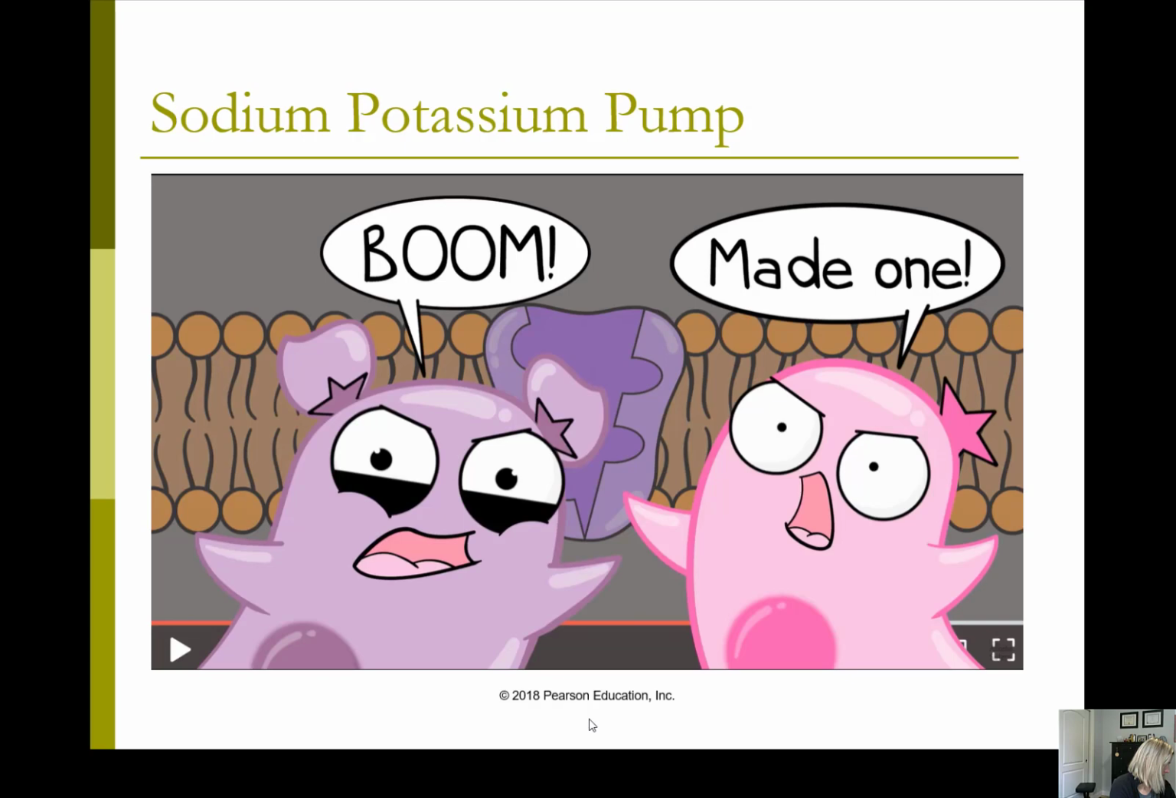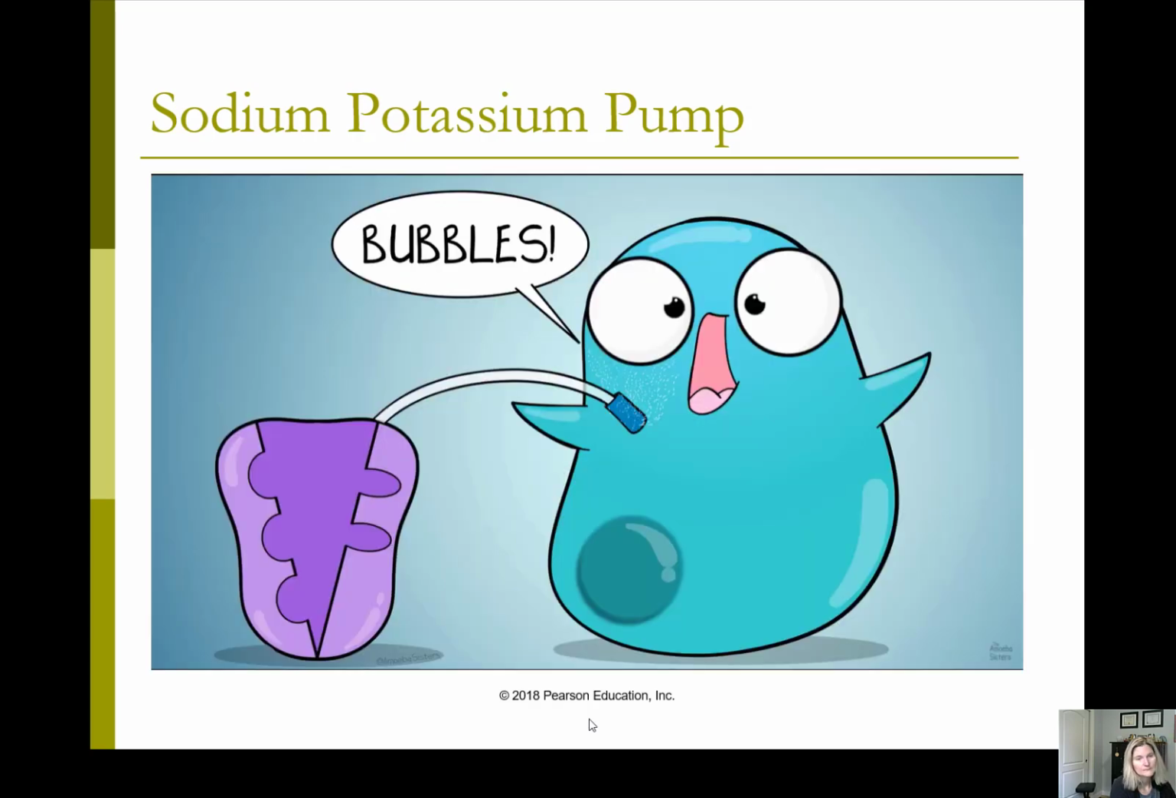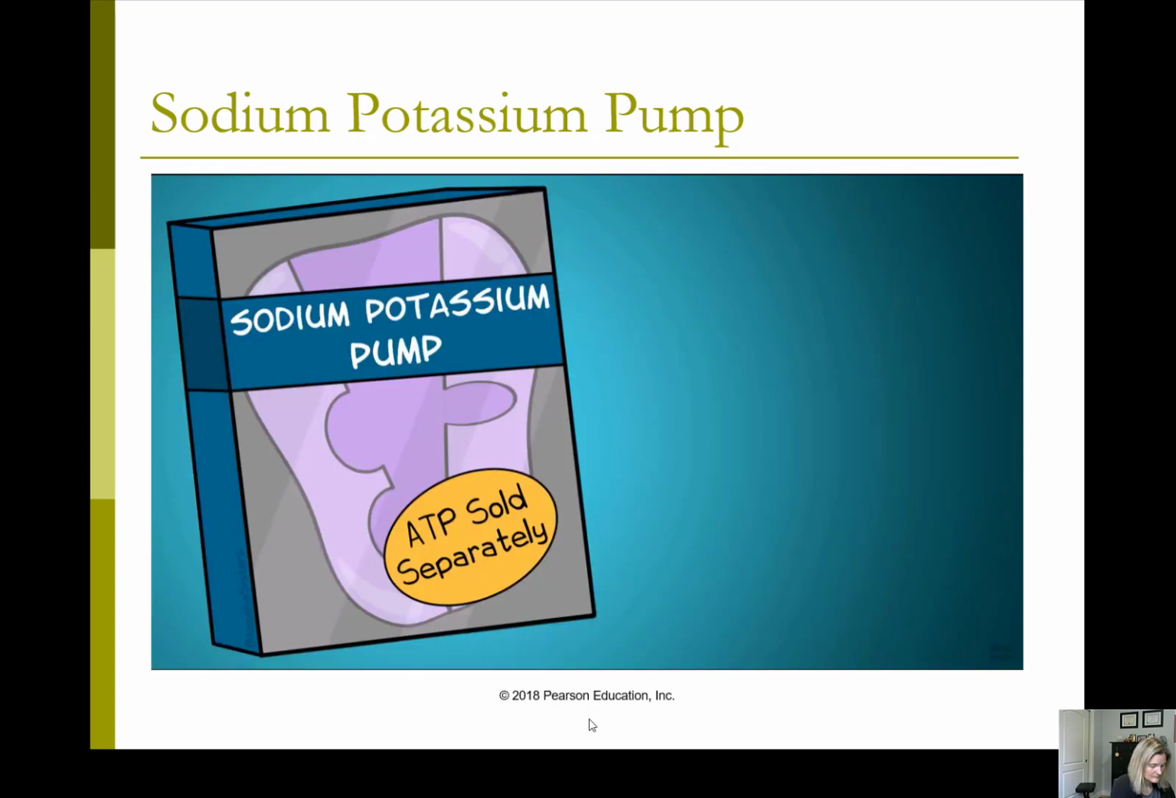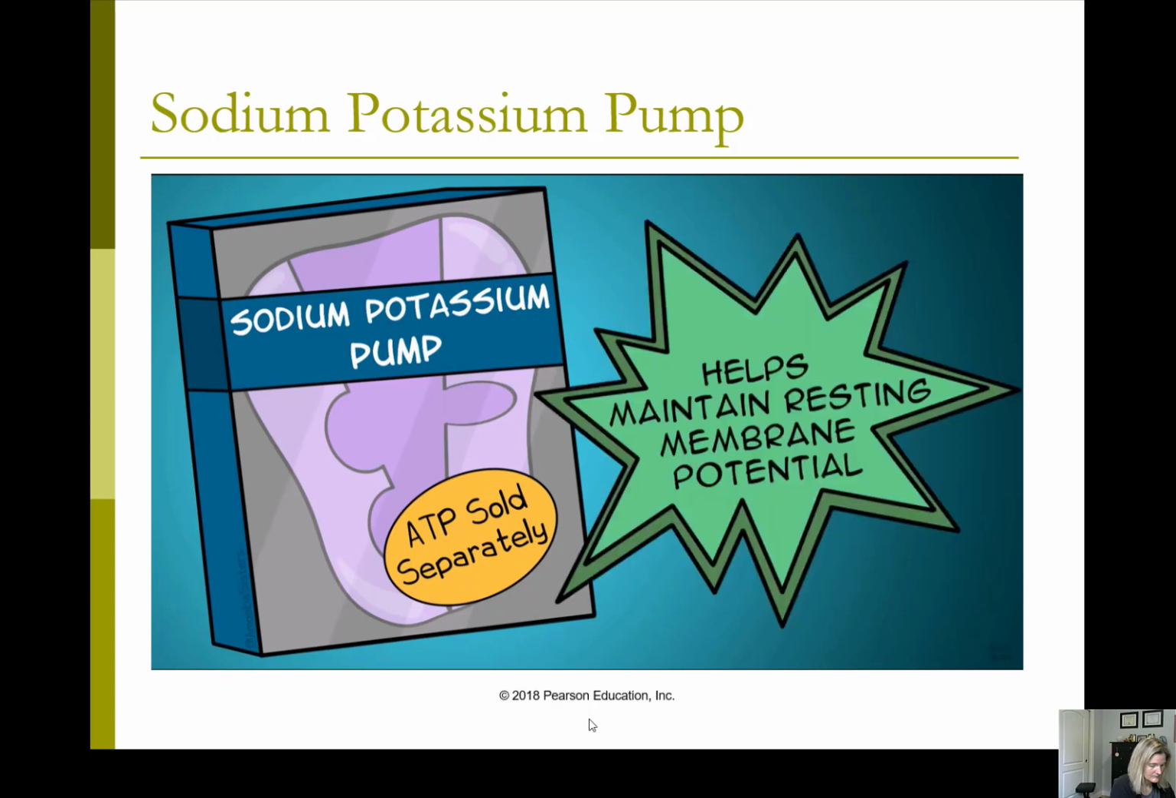This is that video. Now, the sodium-potassium pump isn't trying to aerate your cells, so while it has the word pump, it really isn't much like a fish tank pump. But it is requiring an input of ATP energy, as we mentioned. And it is doing something very important. One major function is it is helping to maintain a resting membrane potential.